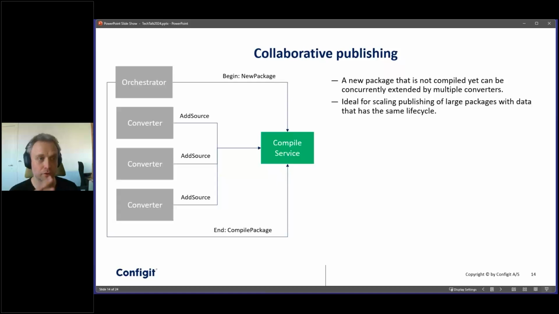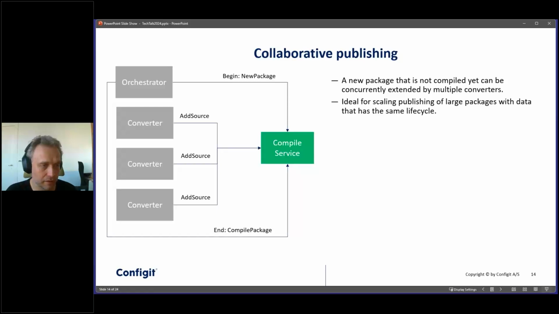We also support collaborative publishing, meaning that you have multiple systems concurrently adding source into one of these packages. That might be different systems, or it might just be large sets of data where you would have multiple systems sending data.